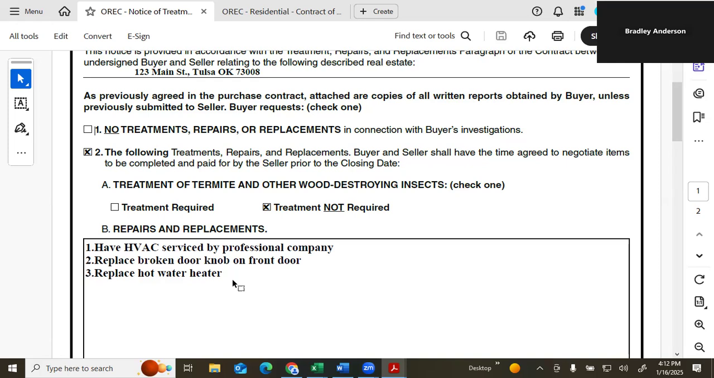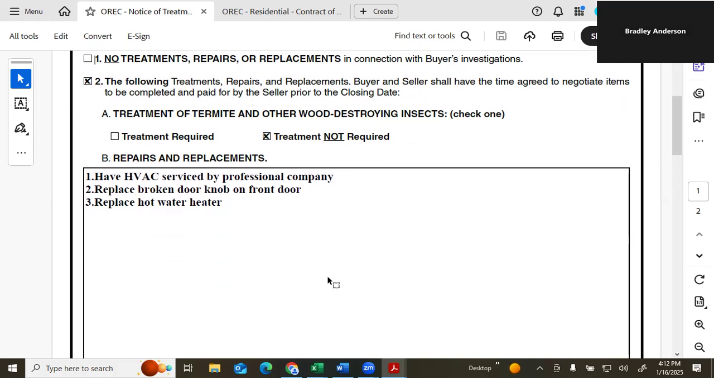Okay, so the reason I put these examples in here is because to service the HVAC and to replace the front doorknob are not very expensive. But to replace a water heater, that's expensive. But hey, that's what the buyer wants. And so let's come down here.